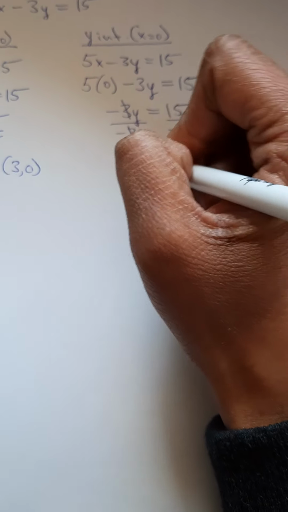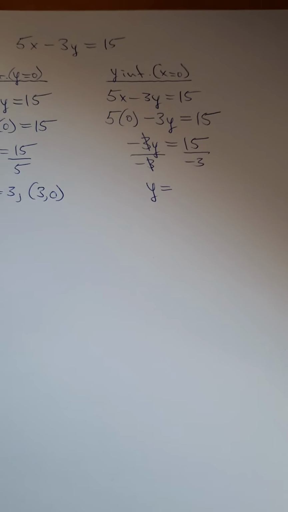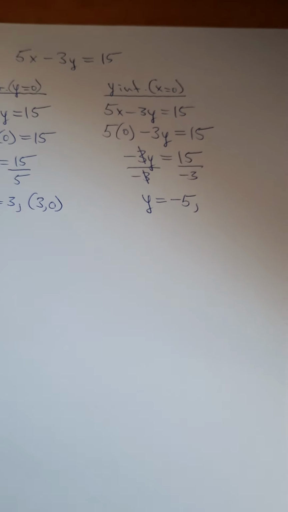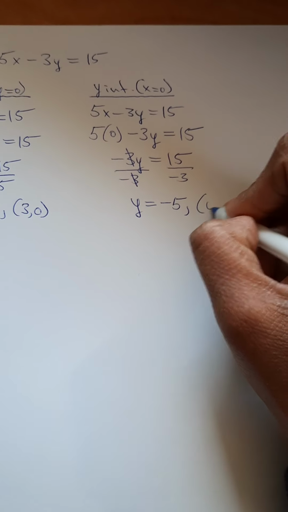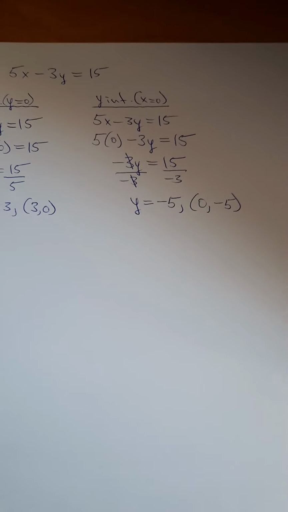So it cancels out here, and I see y is equal to 15 divided by negative 3, which is negative 5. Make sure you're writing this as a point. The x is actually 0 in this coordinate, and the y is negative 5.